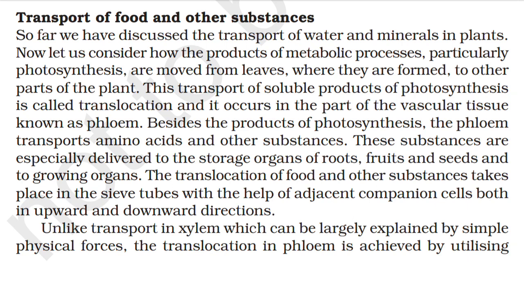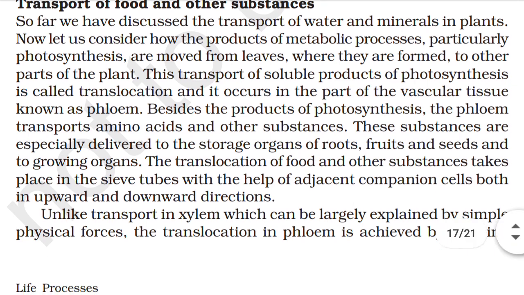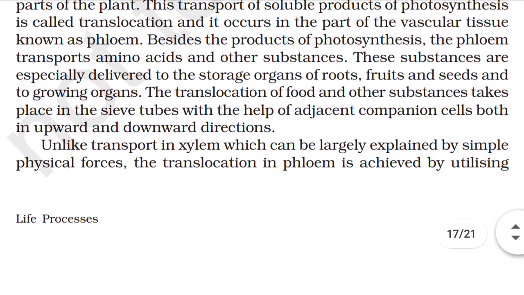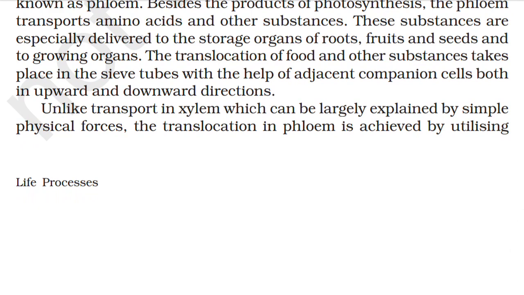This transport of soluble products of photosynthesis is called translocation, and it occurs in the part of the vascular tissue known as phloem. Besides the products of photosynthesis, the phloem transports amino acids and other substances. These substances are especially delivered to the storage organs of roots, fruits, and seeds, and to growing organs. The translocation of food and other substances takes place in the sieve tubes with the help of adjacent companion cells both in upward and downward direction. Since this is both in upward and downward direction, it is called bidirectional.